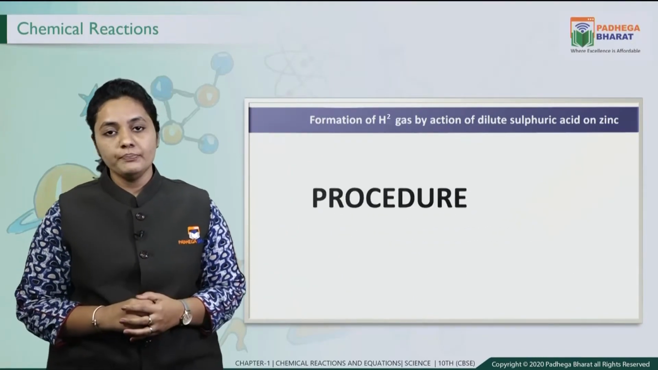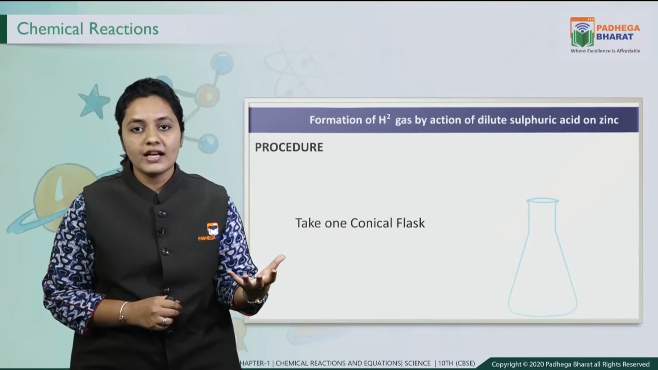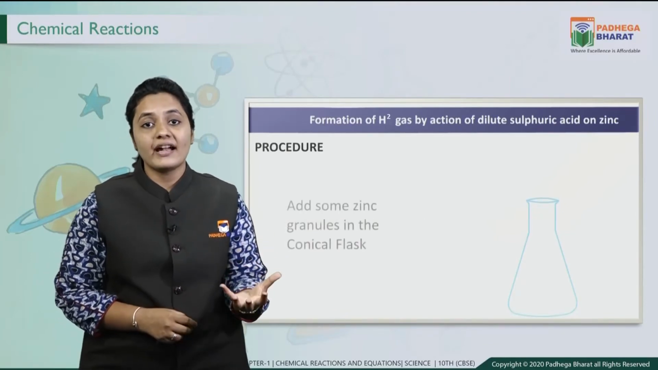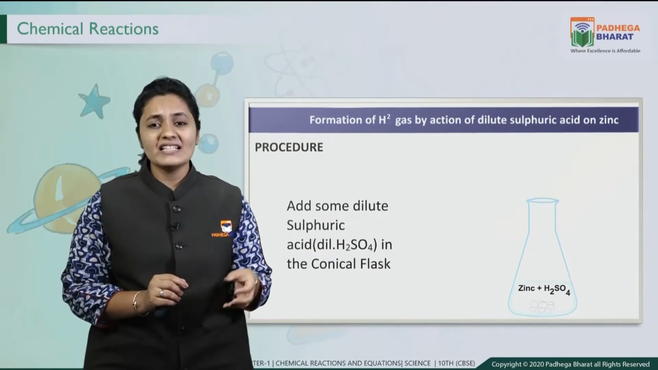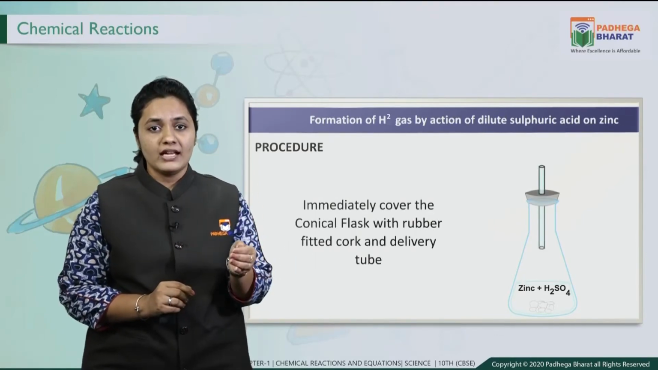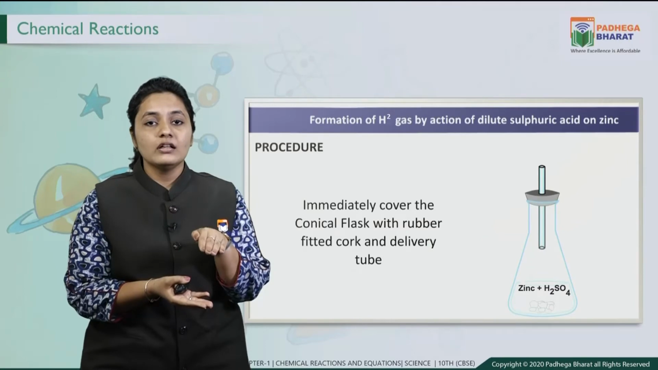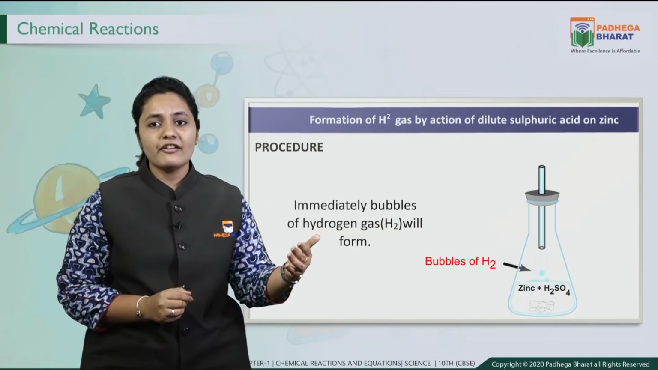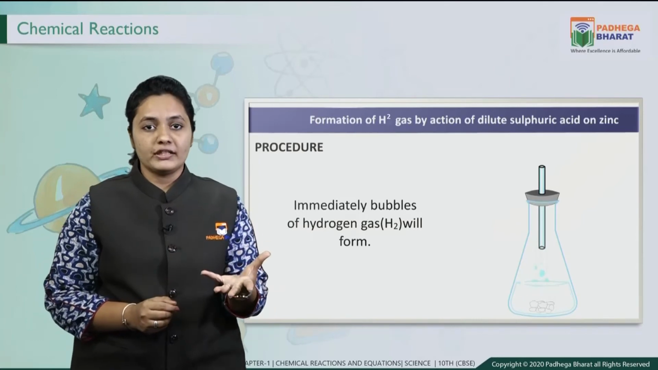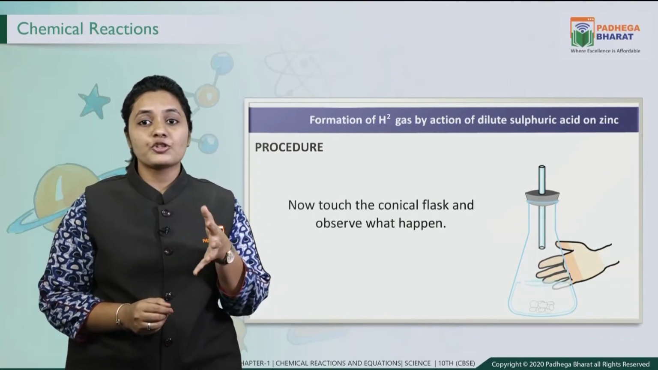What is the procedure? In a conical flask, we are going to take the zinc granules. Then we will add some dilute sulfuric acid to it, and immediately cover it with a cork. We will put a delivery tube into it. After some time, we can see bubbles coming out of it. Those bubbles are hydrogen gas.